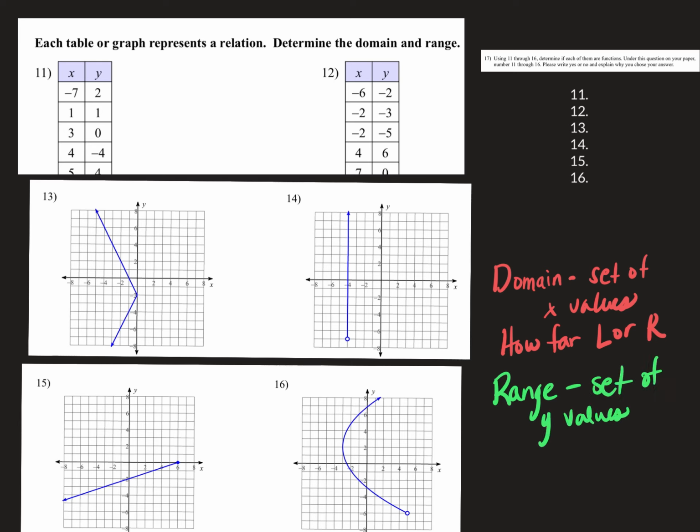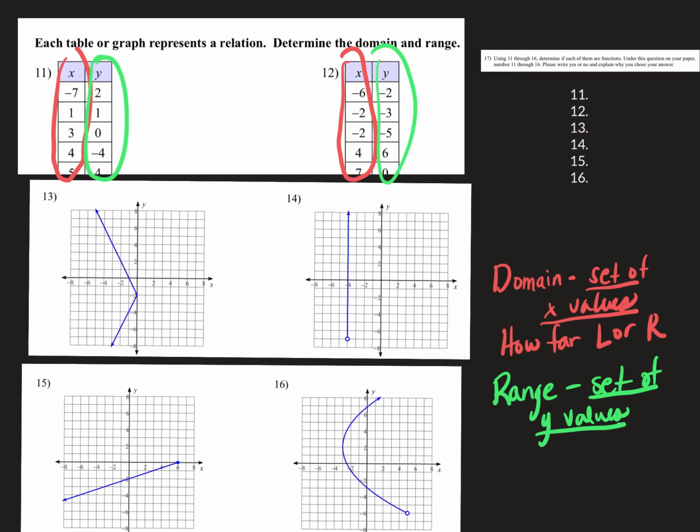So if you just have like number 11 and 12, if you just have a table, then you just write the set of x values. So x's on the left, and the range would be the set of y values. Those are on the right. Those are our domain and range with the correct corresponding color. And we'll write those properly in just one moment.